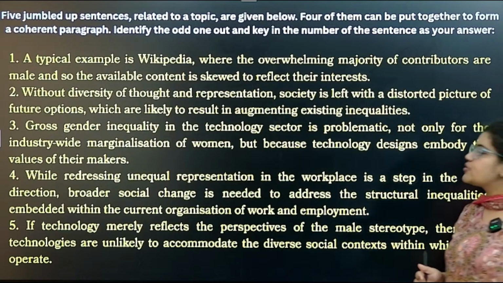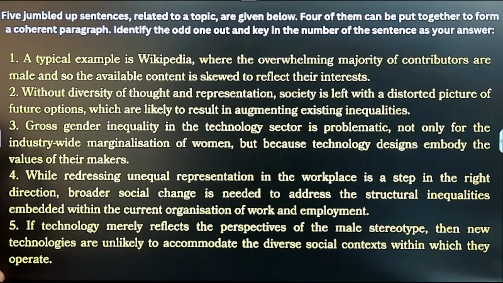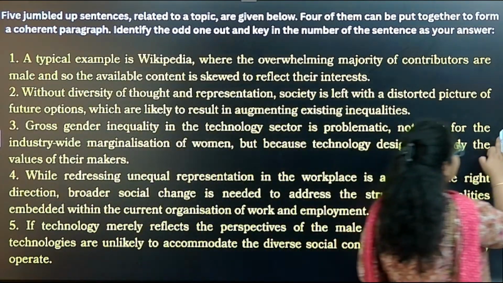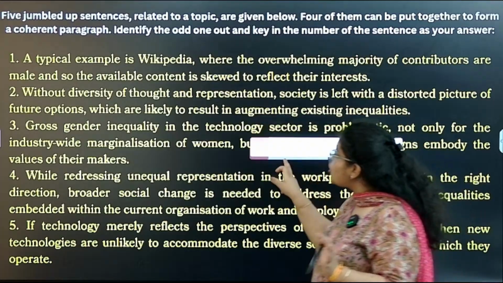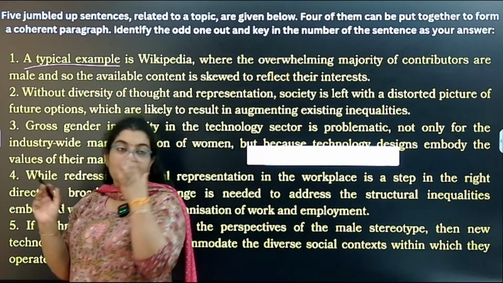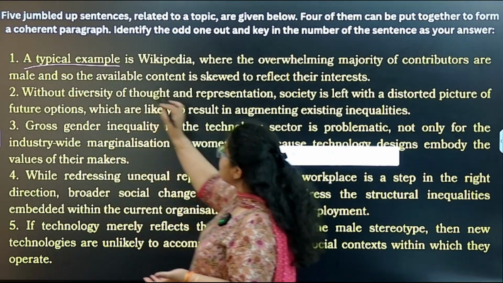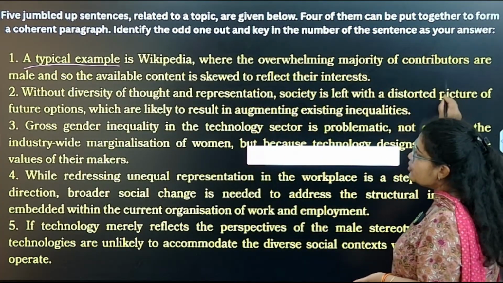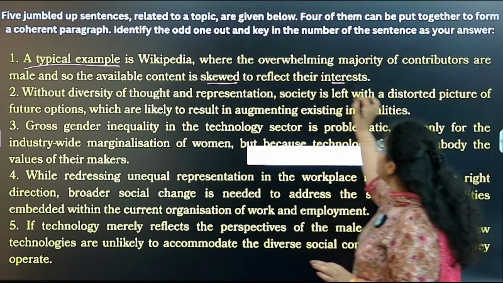Okay, let's discuss this question. So let's read it by the strategies that I have discussed so far. We're going to read all the sentences in detail and we'll try to label them. So a typical example is Wikipedia. Now, if you know the rules of the parajumbles, we know that this cannot be the starting sentence because it is talking about a typical example. So this sentence has a dependency on other sentences. A typical example is Wikipedia, where the overwhelming majority of contributors are male and so the available content is skewed to reflect their interest.